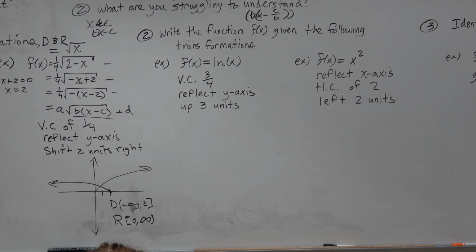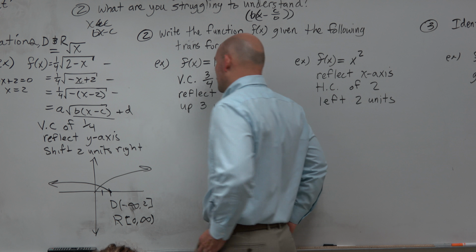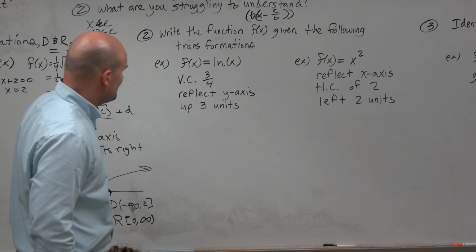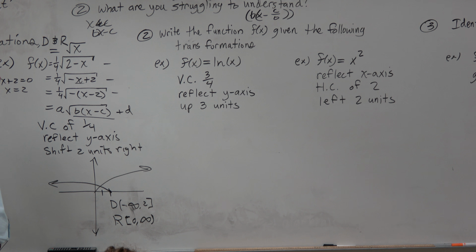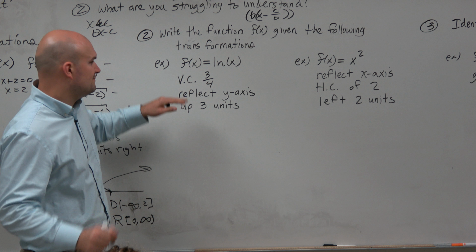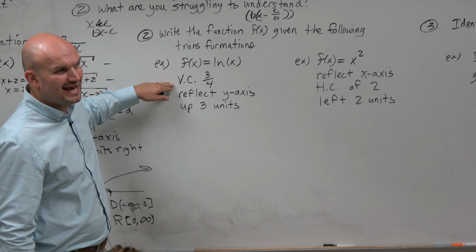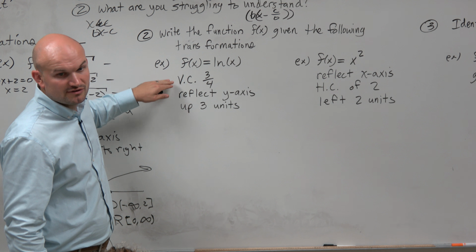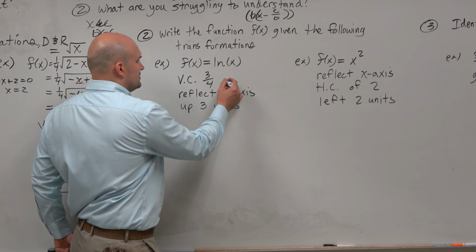All right, so in this example, now I'm giving you the function, and I'm saying there's a vertical compression of 3/4. You're reflecting the y-axis, and you're shifting the graph up 3 units. So let's think. What affects our vertical compression? A, B, C, D. What is our vertical compression? A, right? OK, that's our A.